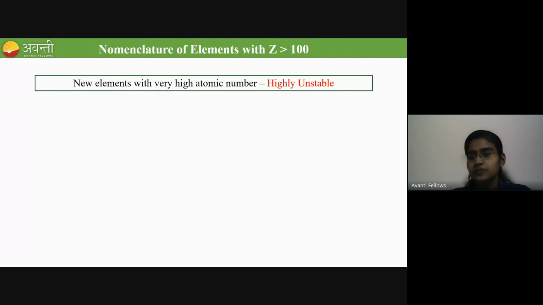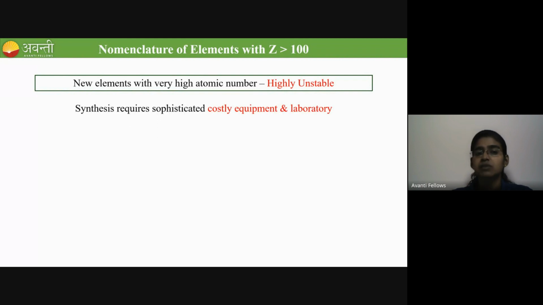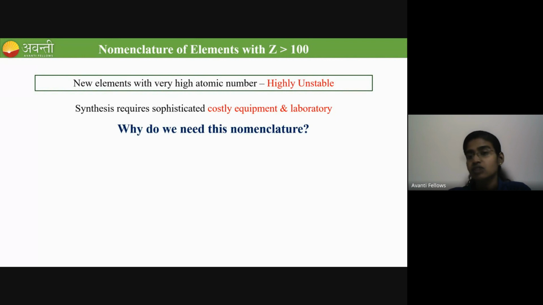All the new elements which we are finding out now are found to be very highly unstable in nature. So the synthesis of such highly unstable elements requires a sophisticated environment, like costly equipment and laboratories needed to synthesize those elements. Now for these elements, why do we need this nomenclature?